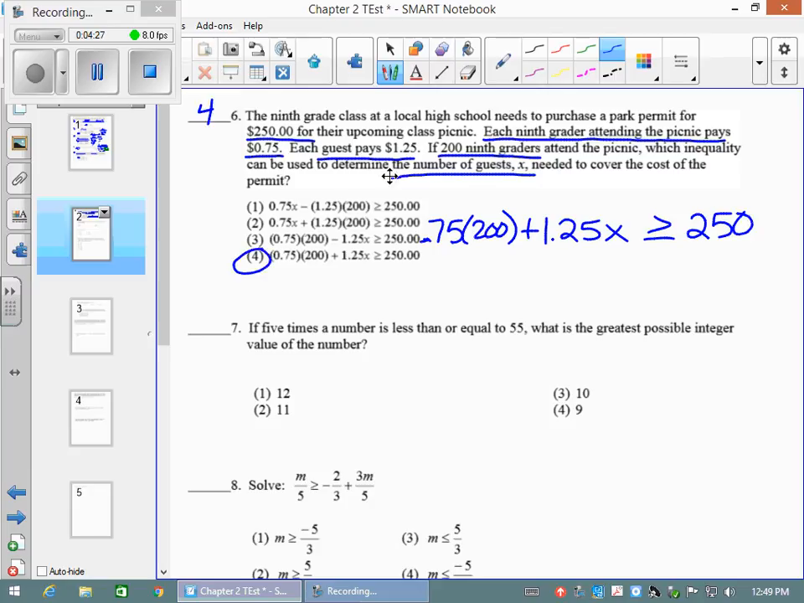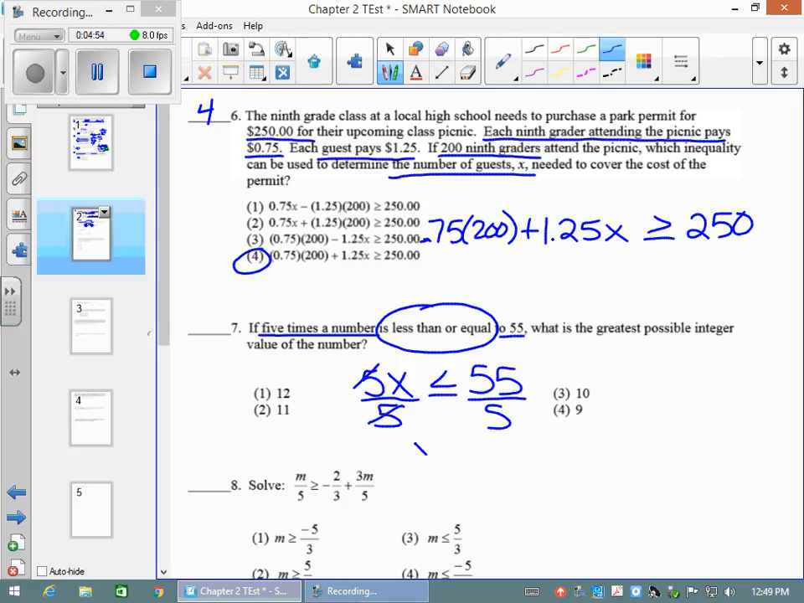Number 7. If 5 times a number is less than or equal to 55, what is the greatest possible integer for the value of that number? The first thing I need to do is set up the inequality. 5 times a number, I'm going to let x equal the number, so 5x is less than or equal to, that would be this symbol, 55. Now I want to solve for x, so divide by 5. So x has to be a number less than or equal to 11, and it says what is the greatest possible value for the number? I'm allowed to include 11 because it's less than or equal to it.